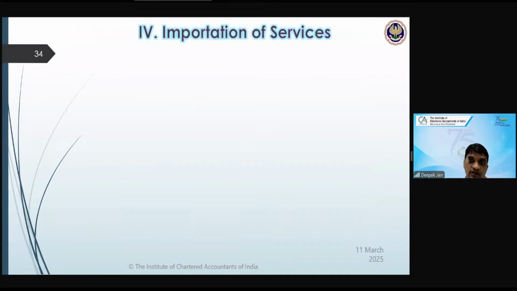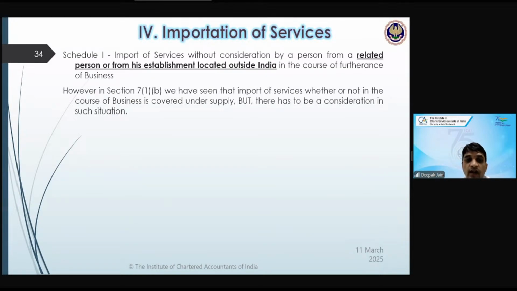Next is on importation of services. Four things were there under Schedule 1. Now we'll go to the fourth one. Importation of services says that any import which I do without consideration from a related person or from his establishment outside India. The difference between Section 7 and Schedule 1 is that in Section 7, importation not for business purposes is also covered. Here, importation should be in the course of business, but it should be without consideration, and from a related person or his establishment located outside India.